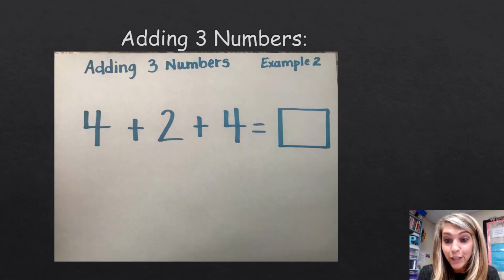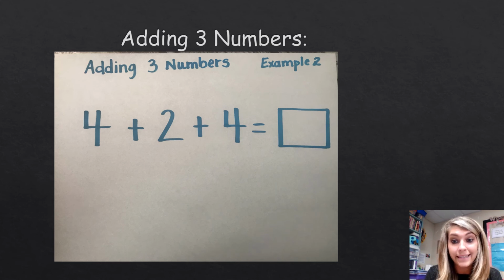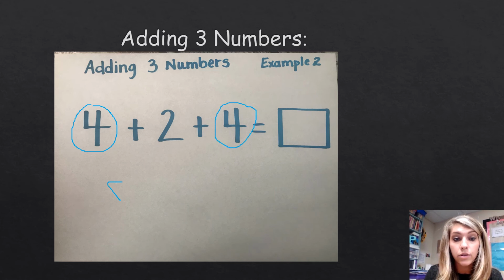Let's go to example 2. For this problem, I have 4 plus 2 plus 4. I'm going to use some of the same strategies, but I can also use the doubles fact strategy because I see a doubles fact. So I'm going to circle 4 plus 4. And I know that 4 plus 4 is equal to 8. So I'm going to write that down here so that I can bring my 2 down here to add with it. So now I have 8 plus 2.